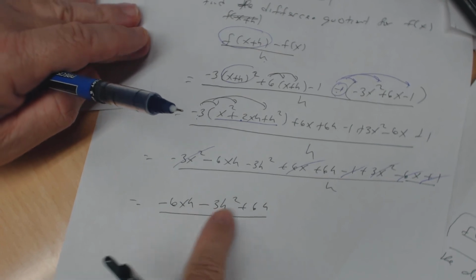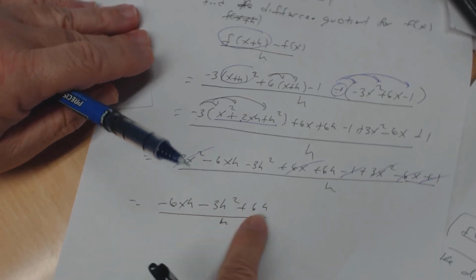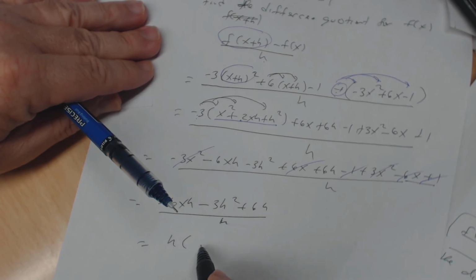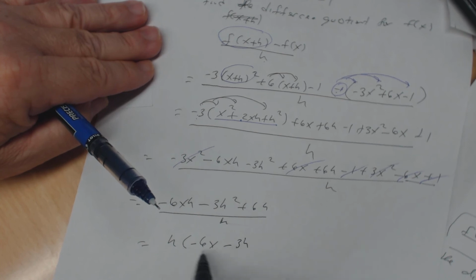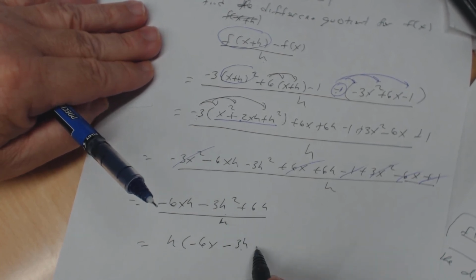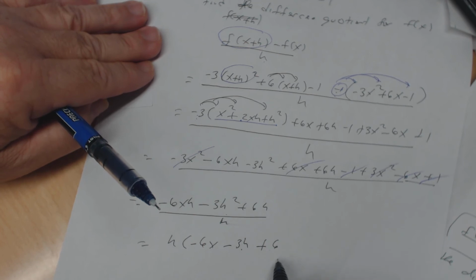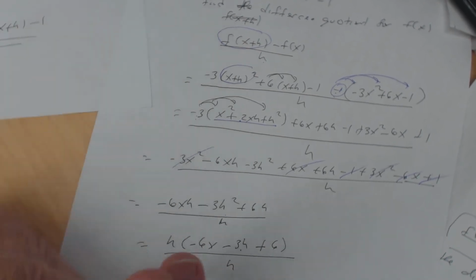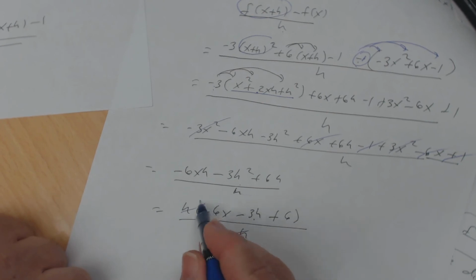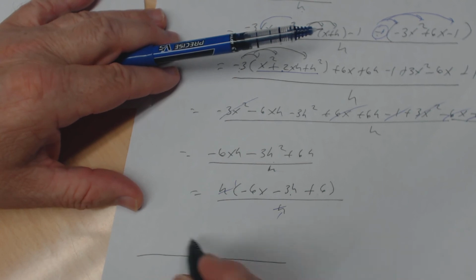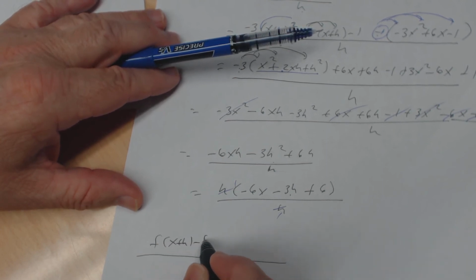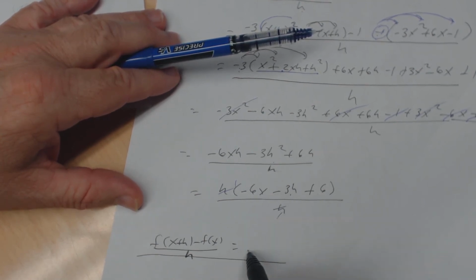And then you want this to reduce with the GCF up here. So factor out the GCF. You take out an h, so you're left with negative 6x, h times negative 6x minus 3h, because h times a negative 3h is a negative 3h squared. And then plus 6, because h times 6 is 6h, all over h. And at that point, you reduce. And whatever you're left with is your answer. That's your difference quotient. So in the blank, you would say f of x plus h minus f of x all over h equals this right here, negative 6x minus 3h plus 6.